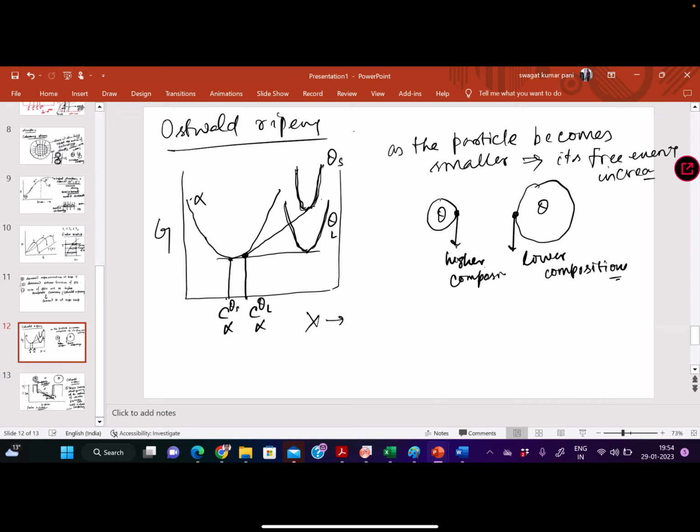So to know the equilibrium composition with the matrix, what we do, we draw a common tangent. Wherever the common tangent touches the matrix G curve, the alpha G curve, that is the composition of the matrix in equilibrium with that particle. Okay, so for small particle, this is the equilibrium composition of the matrix phase, and for this large particle, this is the equilibrium composition of the matrix phase. So here we have alpha in between, like we have a matrix like this. We have two particles, one is small, one is big, and this is whole alpha matrix. This is our theta and this is our theta.